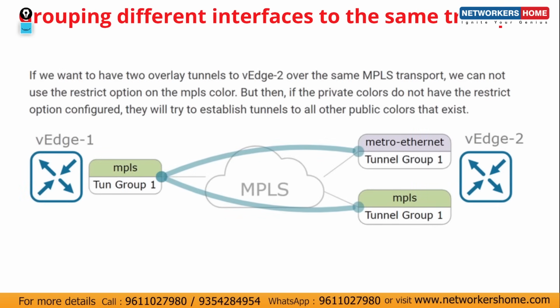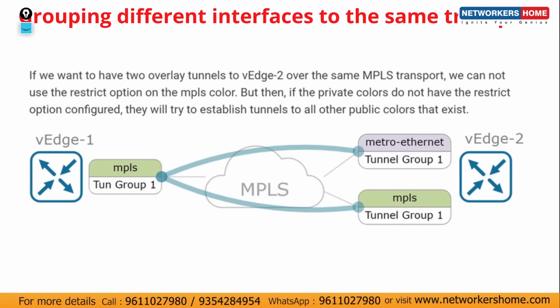So this is one of the examples here. I'm using tunnel group 1 here. In tunnel group 1, you see that on 3 sides I have one side MPLS, 2 side MPLS, one side Metro Ethernet, but I want them to talk to each other. In that case, what I'll do, I will put them into the same color.